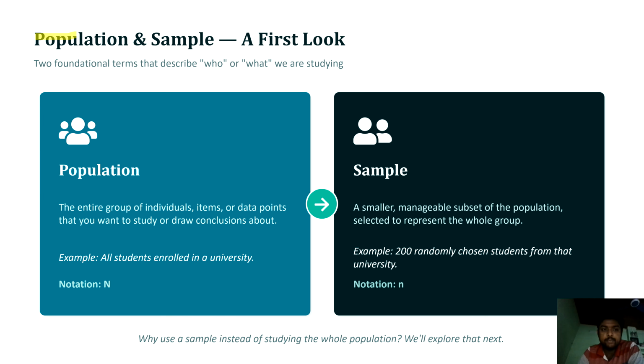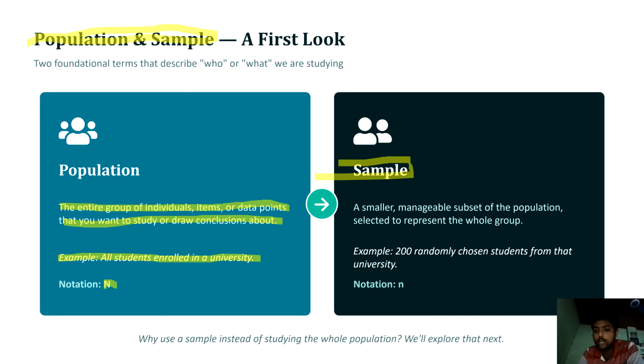Now, the difference between population and sample. Population is the entire group of individuals, items, or data points that you want to study or draw conclusions about. Example, all students enrolled in a university. The notation for this is capital N. And a sample is a smaller, manageable subset of the population selected to represent the whole group. Example, 200 randomly chosen students from that university. The notation is small n.